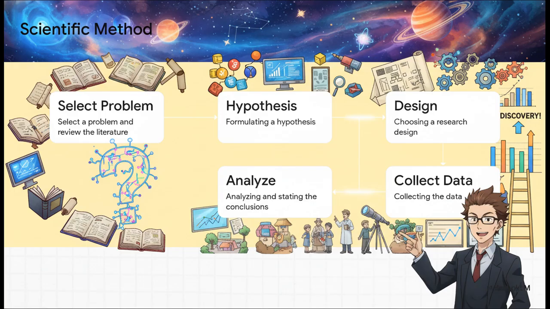Step 2, you formulate a hypothesis, your educated guess. Step 3, you choose a research design to figure out exactly how you're gonna test it. Step 4, you get out there and actually collect the data. And finally, Step 5, you analyze those results and state your conclusions. It's a highly logical, step-by-step ladder to discovery.